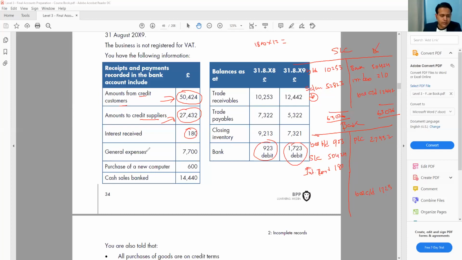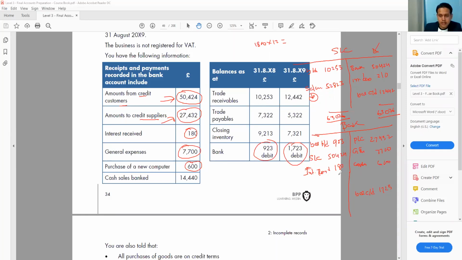Then we have a general expense. Here's the money we paid. So general expense, we paid 7,700. Then we have purchased a new computer. It is more than 300, so we're going to capitalize it. So we say computer 600. Is there anything else we missed? So we have balance, sales ledger control, interest received, then we have purchase ledger control.